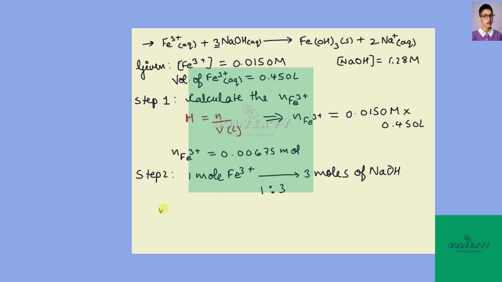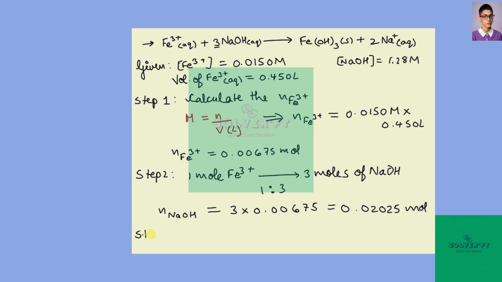So to calculate the number of moles of NaOH which will be required in this equation, it is equal to 3 times the number of moles of iron which is actually present, and it is 0.00675. So by calculating it, we'll get the number of moles of NaOH, and here it is equal to 0.02025 mole. So this is the number of moles of NaOH.